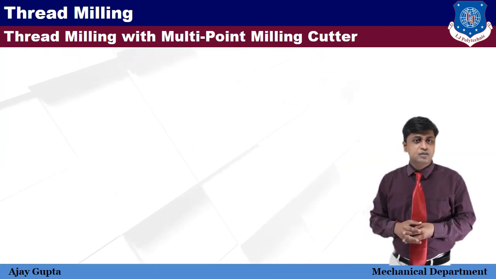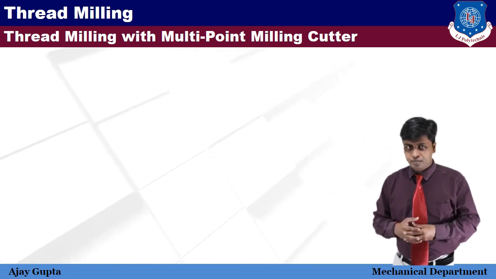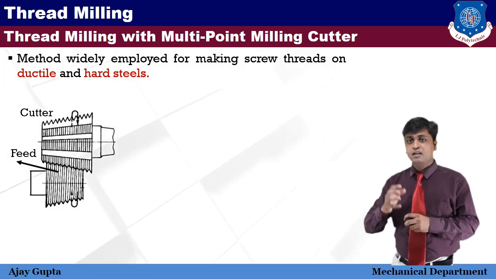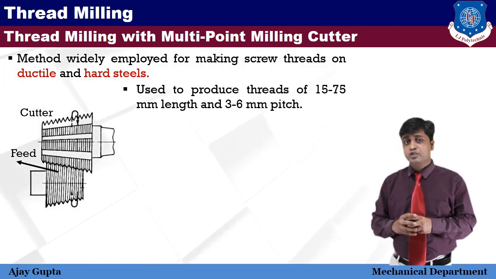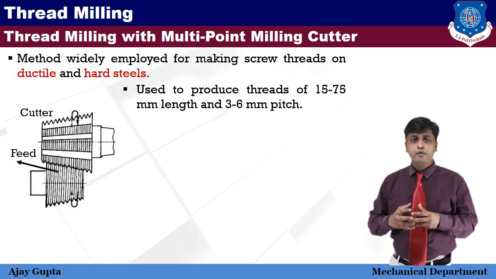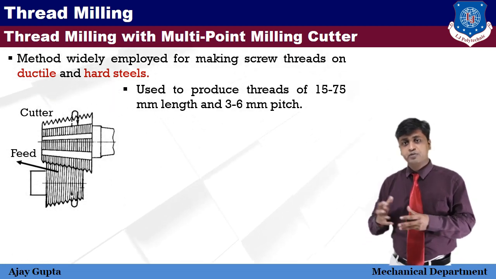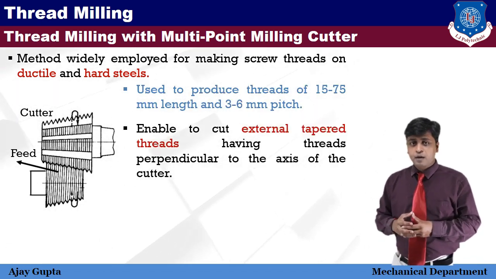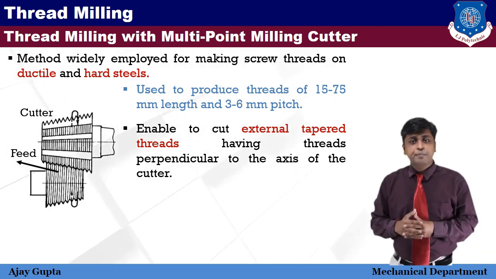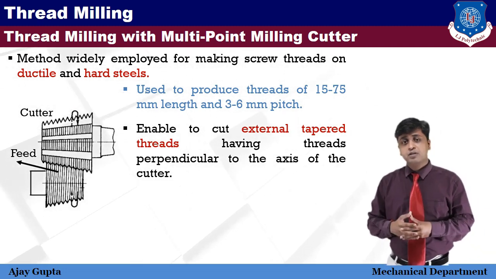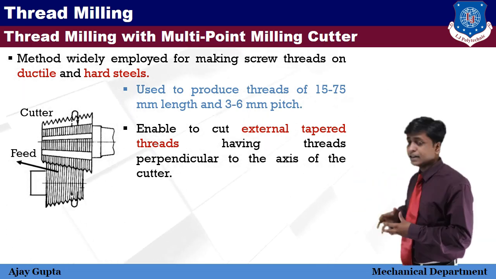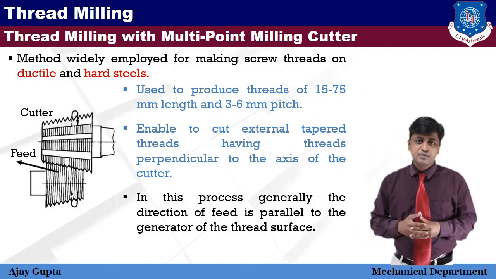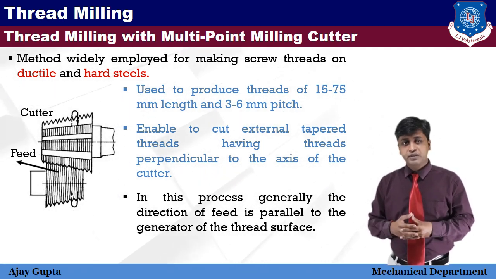Now let's see thread milling with the multi-point milling cutter. This method is widely employed for making screw threads on ductile and hard steel and is used to produce threads of 15 to 75 mm length and 3 to 6 mm pitch. By using a multi-point thread cutter, we can cut external tapered threads having threads perpendicular to the axis of the cutter, as shown in the diagram. In this process, generally the direction of feed is parallel to the generator of the thread surface.